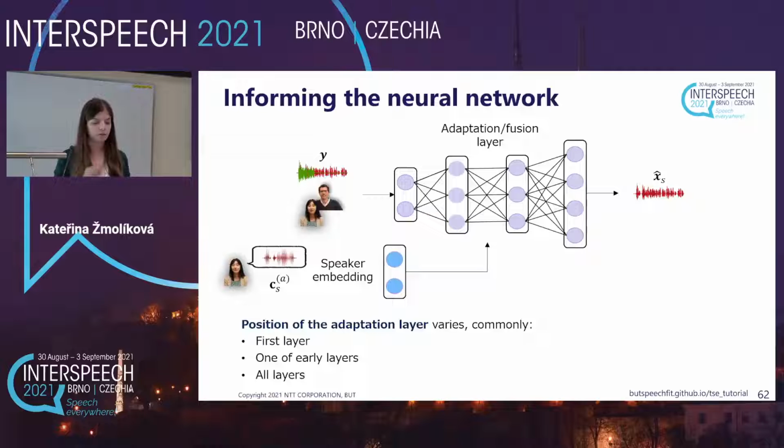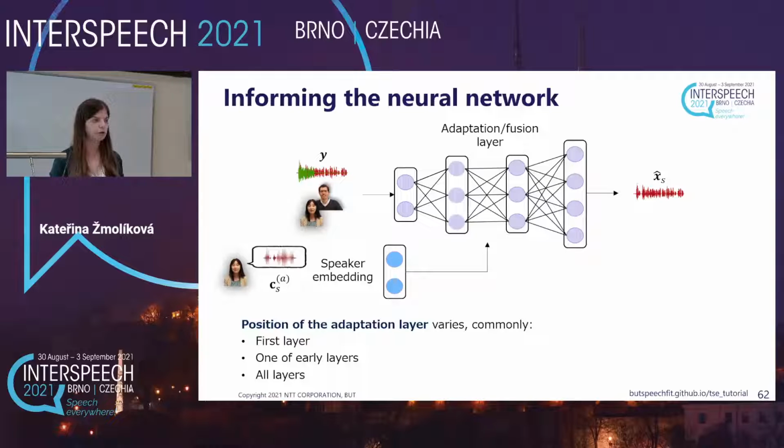First, let's look in a bit more detail at the neural network. On the input, we have the mixture of multiple speakers and the speaker embedding. And eventually, inside the neural network, we want to modify one layer using the speaker embedding. We will call this layer the adaptation layer or fusion layer.